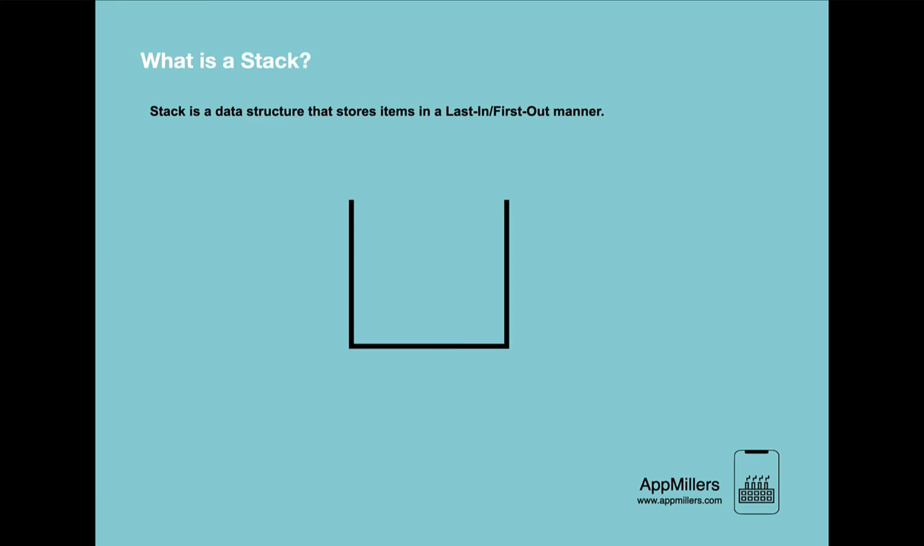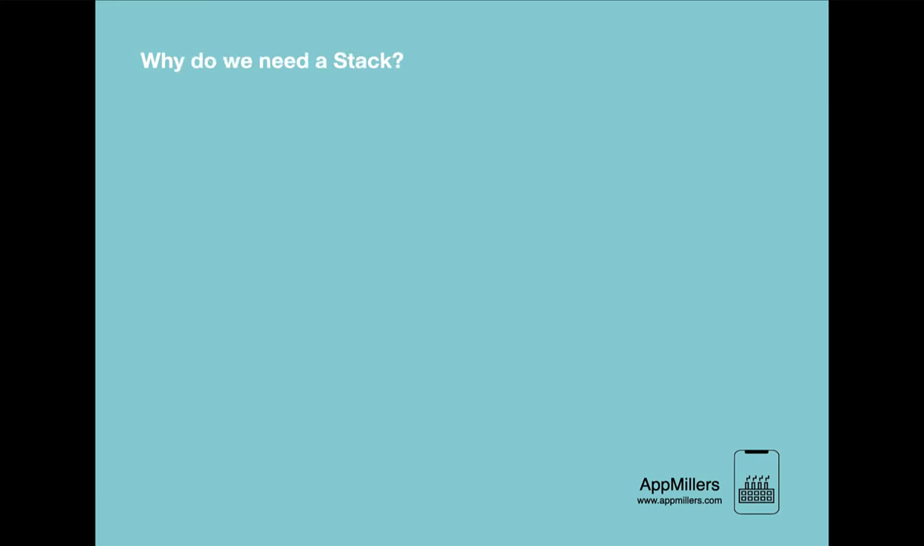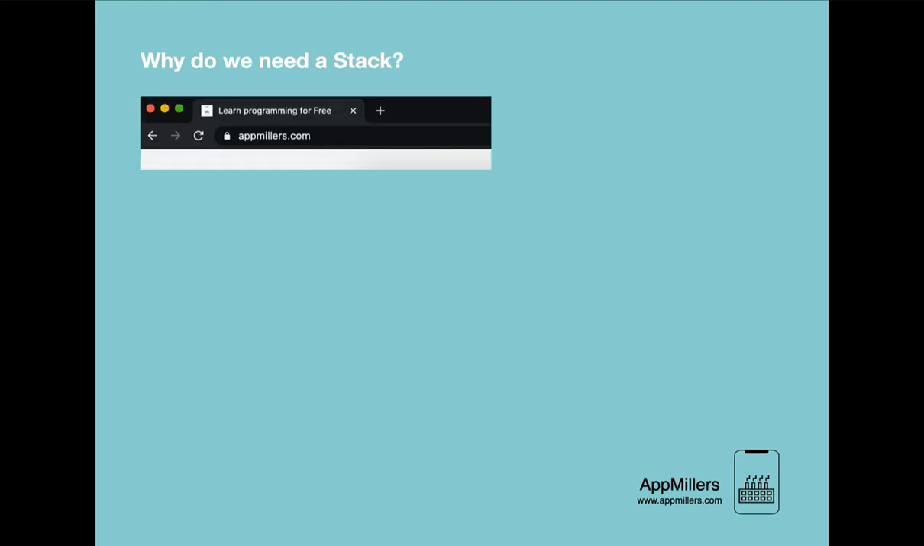Now let's see why we have a stack data structure and why we need it. We need a stack data structure whenever we need a functionality in our application that utilizes the last coming data first. The classical example for stack data structure is the back button in the browser. So here we have a browser and there is a back button on it. The way that the back button works follows exactly the same principle of stack.